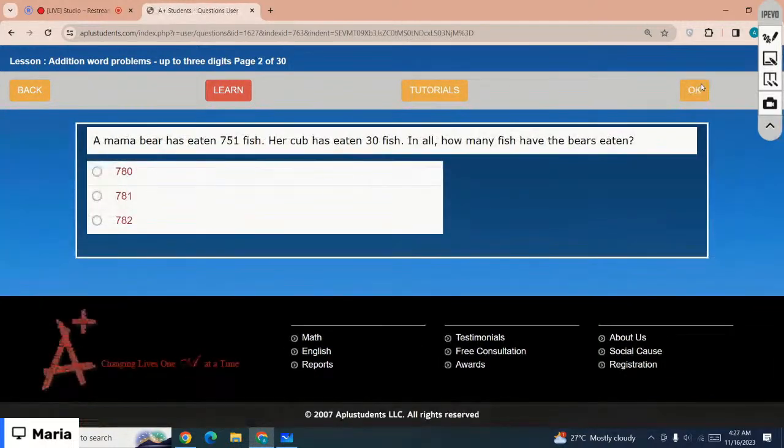Okay, the next one is a mama bear has eaten 751 fish. Her cub has eaten 30 fish. In all, how many fish have the bears eaten? So, which is the correct option? You need to add 751 plus 30. So, which is the correct option?